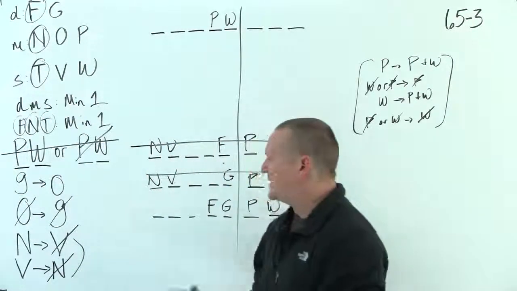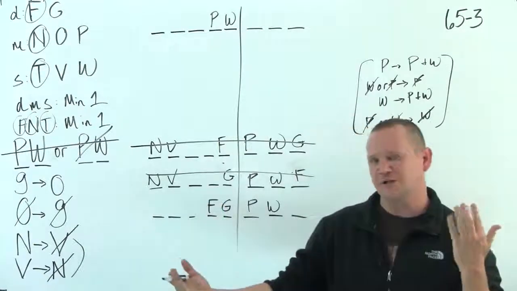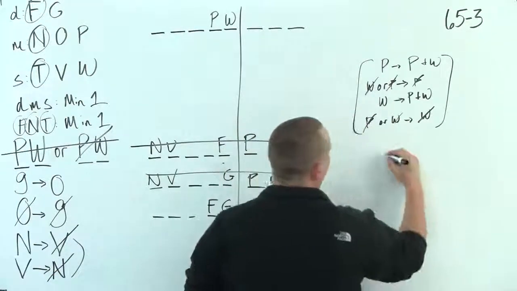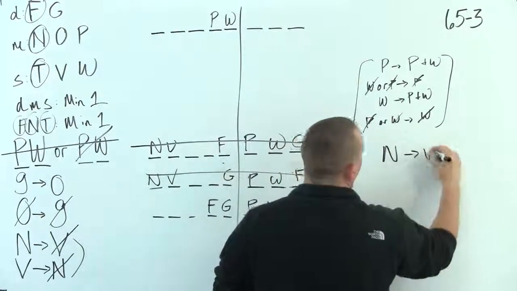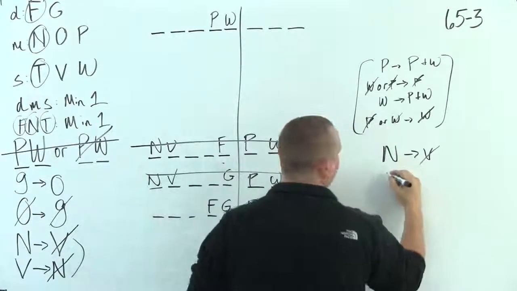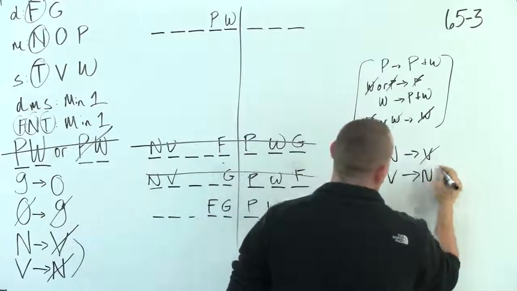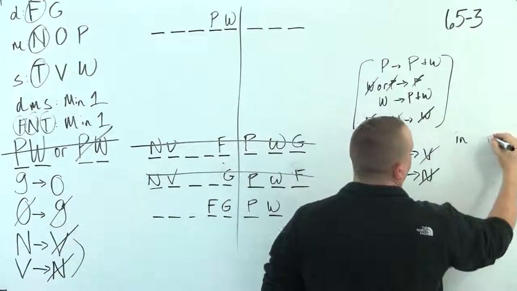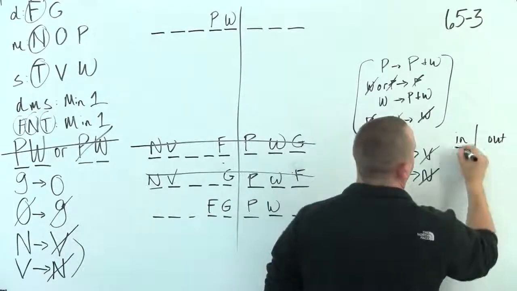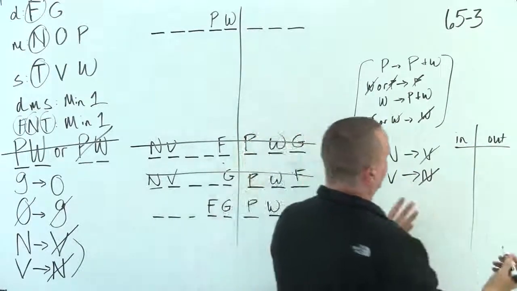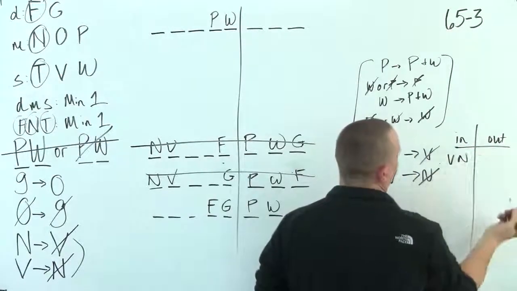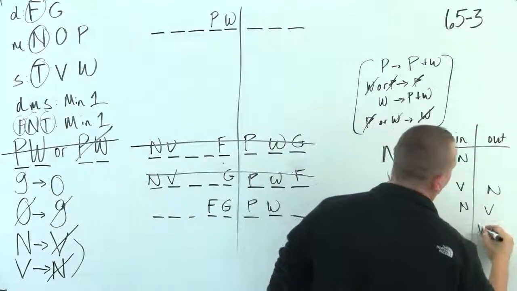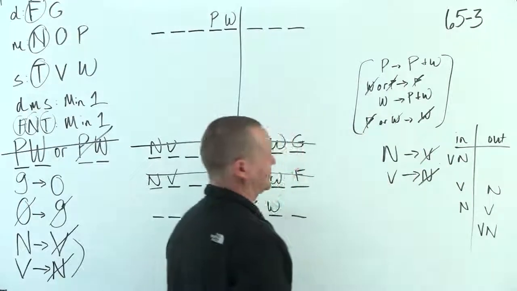Does that mean that one is in and one has to be out? Absolutely not. Let's look at this real quick. Hopefully you know this: if I have N, then not V, and if V, then not N. Think about this in terms of in and out. There are four things that can happen. I could have V and N both in, V in and N out, N in and V out, or both of them out.